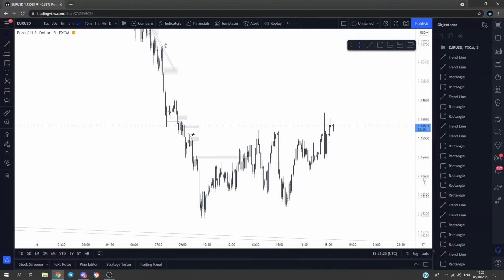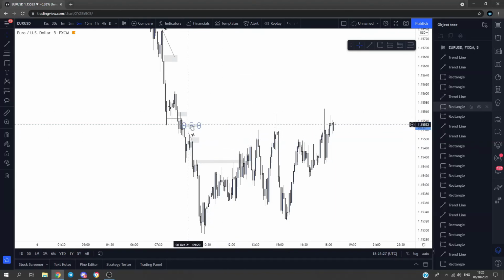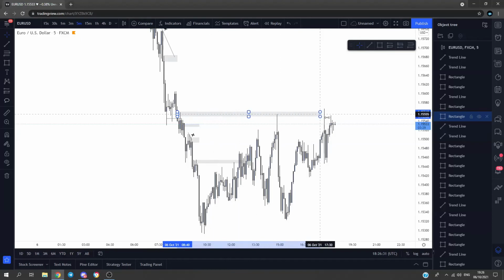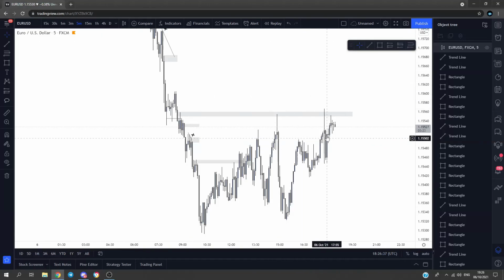Now look, price is filling this imbalance, coming up to our zones we have marked. It wicked this zone we marked previously. I probably would have entered a trade here, yeah. Maybe refine it down a bit. But yeah guys, that's pretty much it from today's trades, the 6th of October.